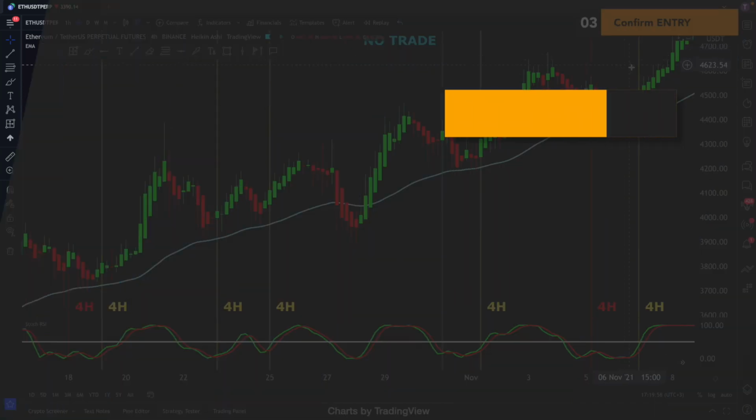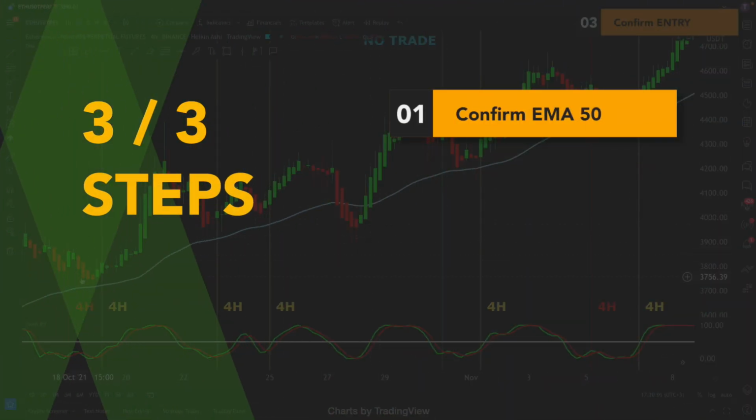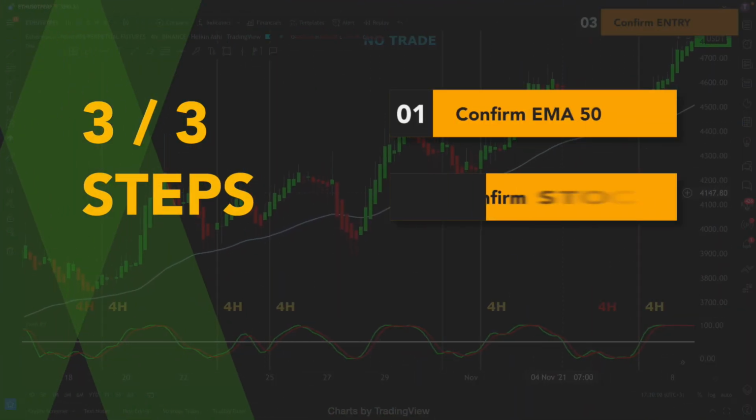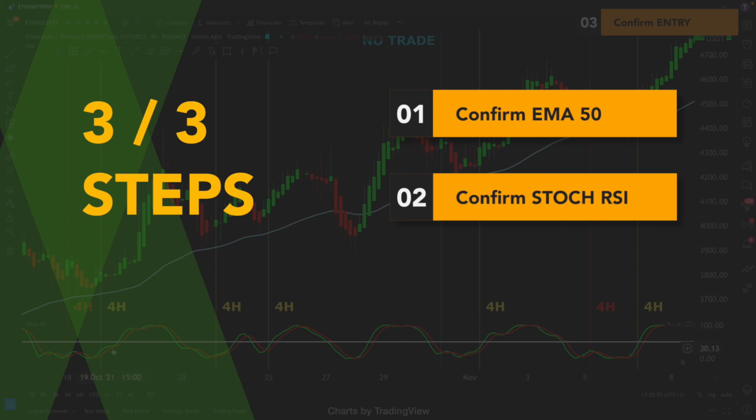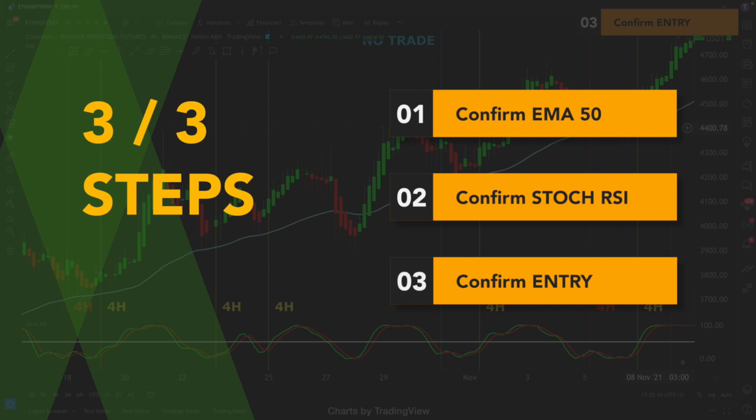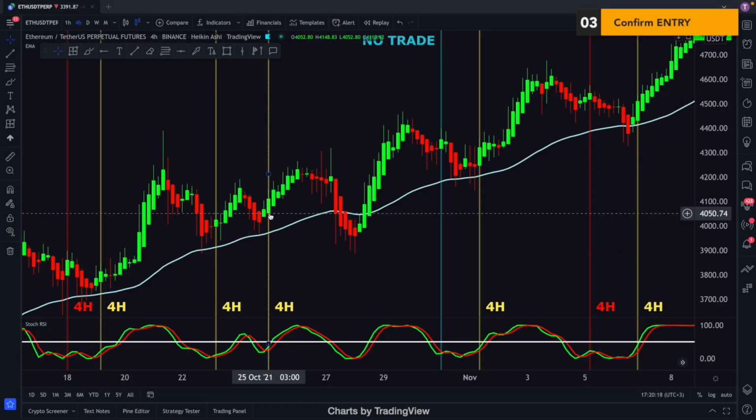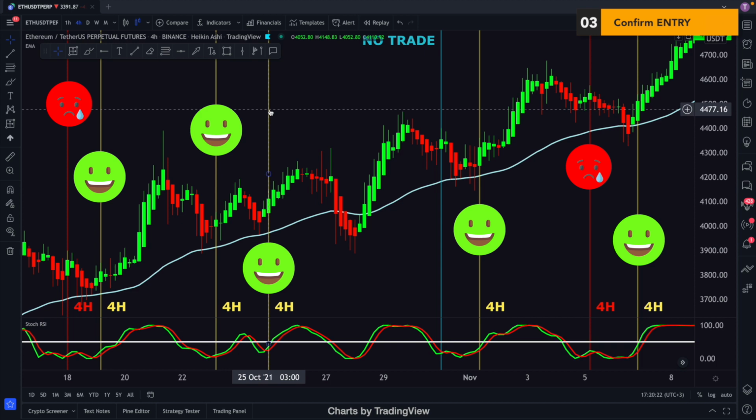Price over 50 EMA. Recent clear stock RSI crossovers. Green candles with shaved bottom without any tail. And as you can see on the chart, 5 out of 7 trades were successful and 2 of them failed.